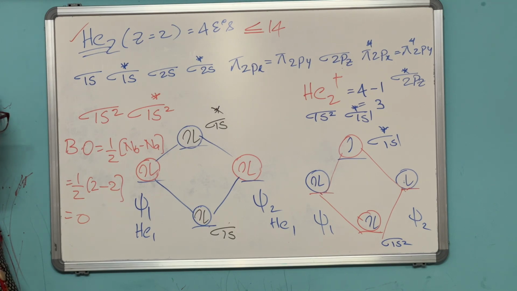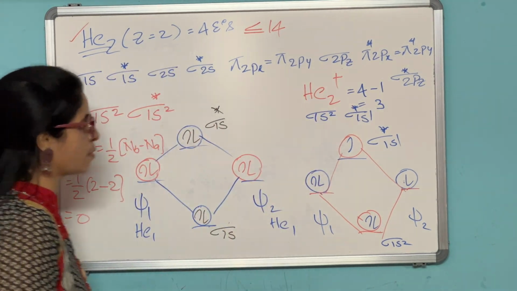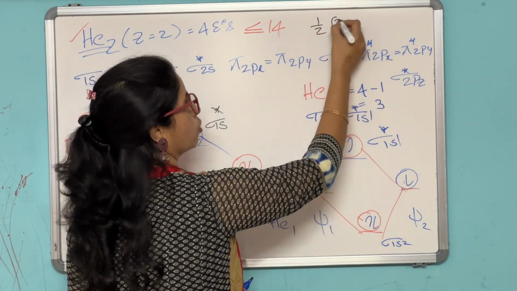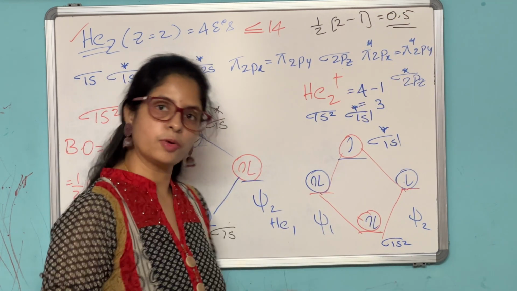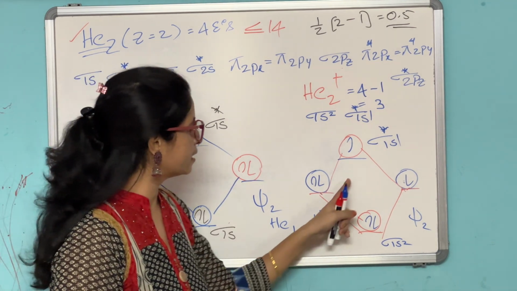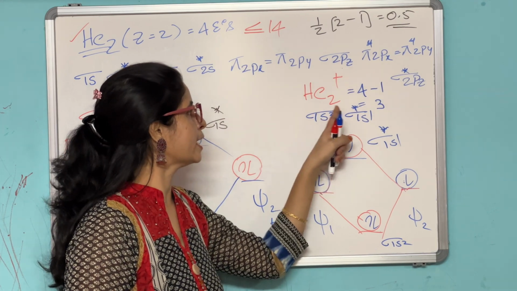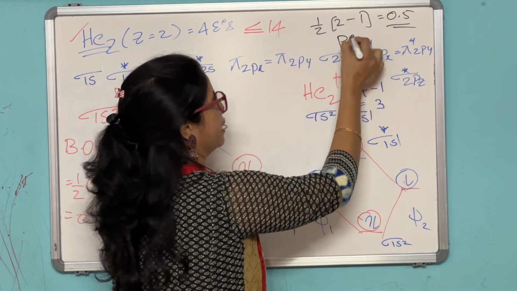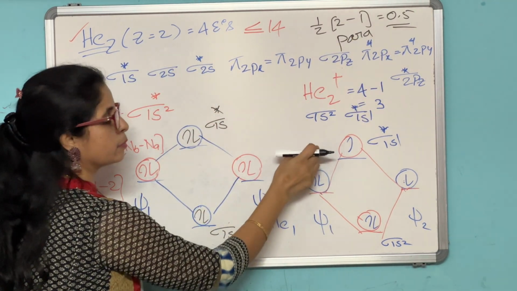Now calculate the bond order for He2 plus. Bond order is 1 by 2 times bonding 2 minus anti-bonding 1, which is equal to 0.5. So the molecule He2 plus exists. What is the magnetic nature? One unpaired electron is there, so He2 plus is paramagnetic. This is about He2 and He2 plus.